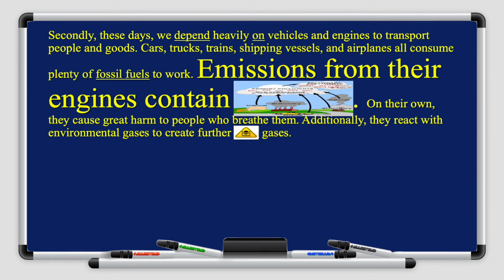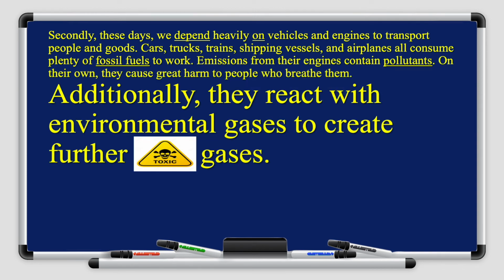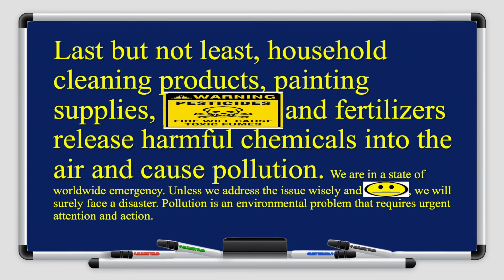Emissions from their engines contain, as you can see in the picture, something on land and in air. So what are the chemicals that cause this? What are they called? They are called pollutants. Pollutants. And the last picture for this paragraph, it is right there in front of you. Of course you will get this answer correct. Toxic. Toxic. Moving on to the other paragraph.